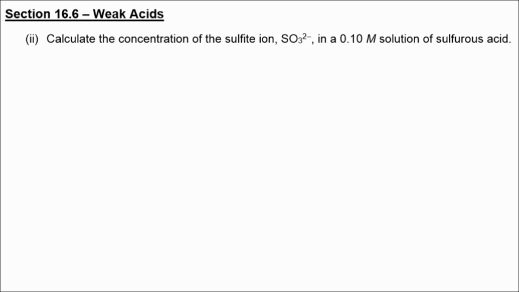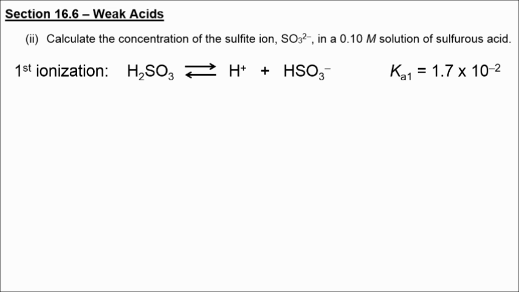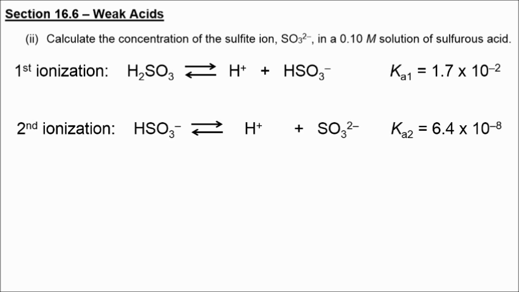Part 2, calculate the concentration of the sulfite ion, SO3 2-, in this solution of 0.10 molar sulfurous acid. So remember, the first ionization involves taking off the first H. The second ionization takes off the second H. So where is the sulfite ion coming from? It's coming from this second ionization step. And what do we know so far? That after the first ionization, we have a concentration of 0.034 moles per liter.